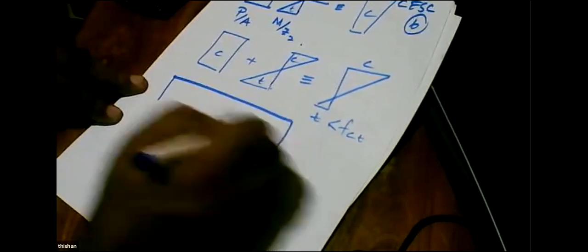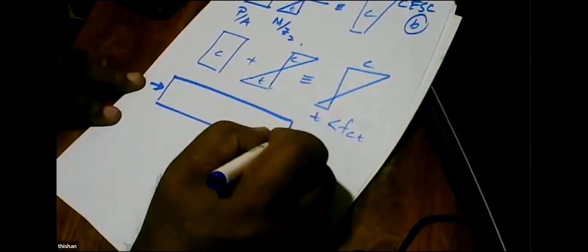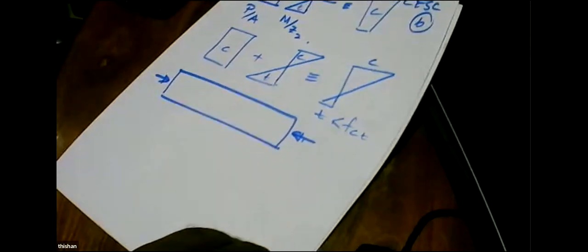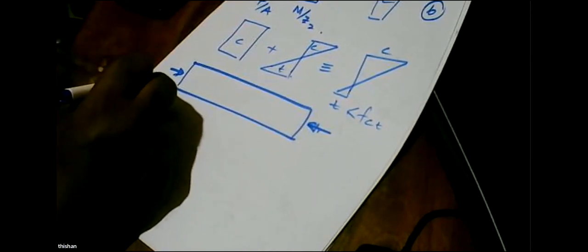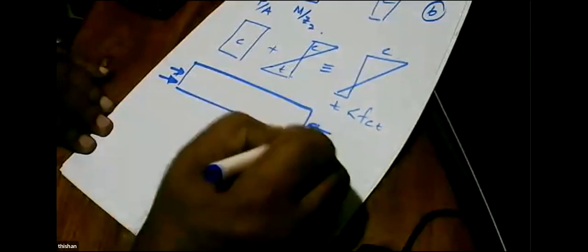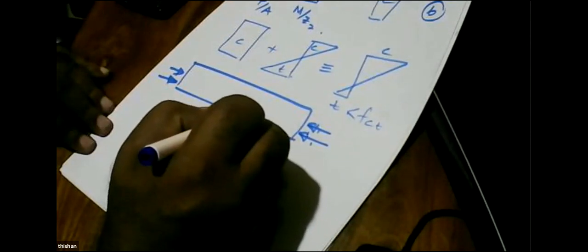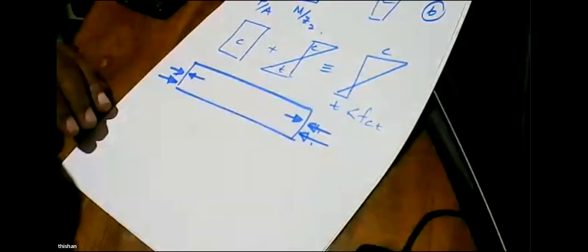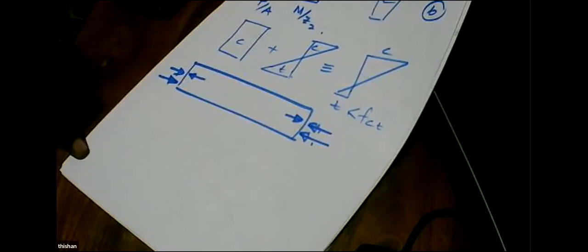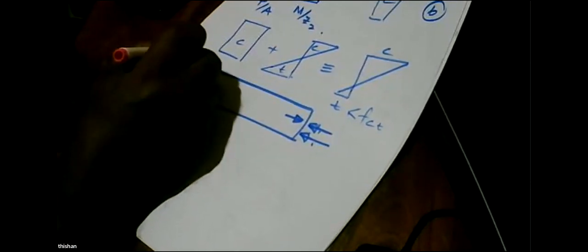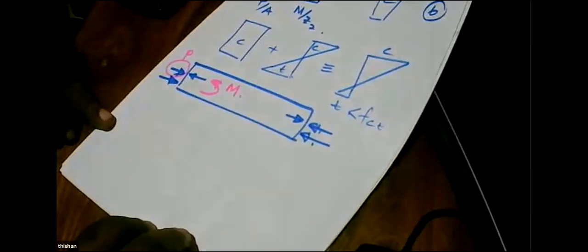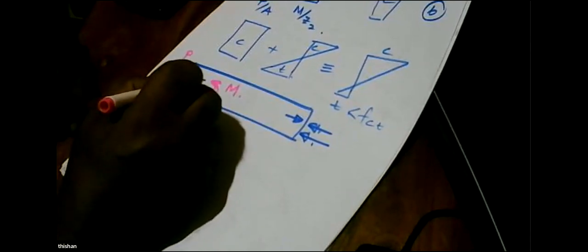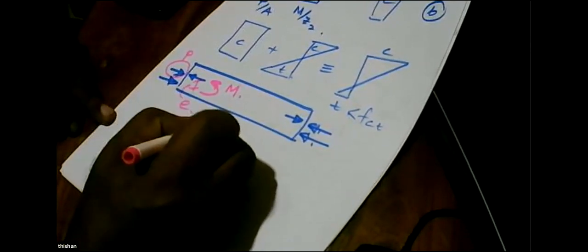But applying an axial pre-stress like this is not very efficient. We can do better. How? Instead of applying it here, we apply it here, and then this will give P, and this will give a moment, right? And the moment is equal to, if the eccentricity is e, the moment is equal to P times e.